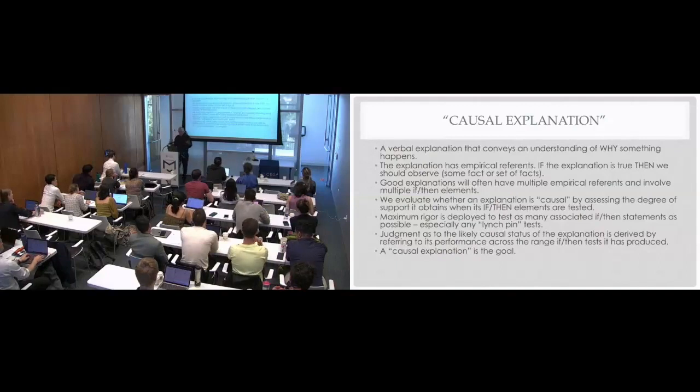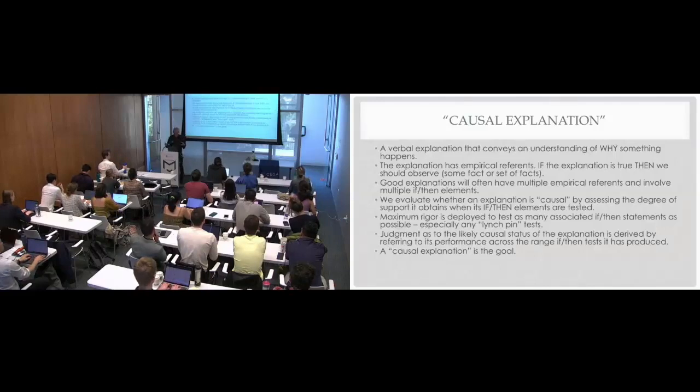So here I'm going to say in my head what a causal explanation is. It's a verbal explanation. You can tell it to your mom or dad. An understanding of why something happens. The explanation has empirical reference, that is, it touches down on things that you can look at. And if the explanation is true, then we should observe some fact or some set of facts. And good explanations will often have multiple empirical reference, not just one, and involve multiple if-then elements. The explanation touches down many places.